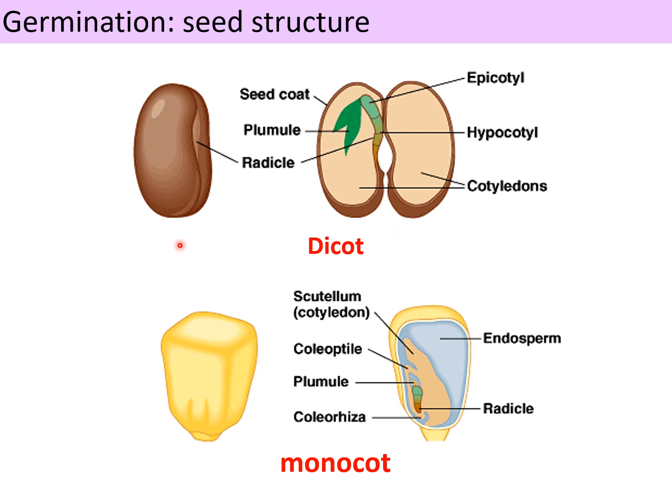For the monocot, it's also the same. They also have endosperm and they have a cotyledon. Here they have the plumule and they also have the radicle.